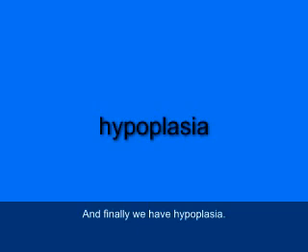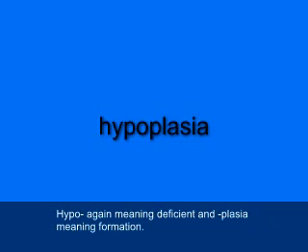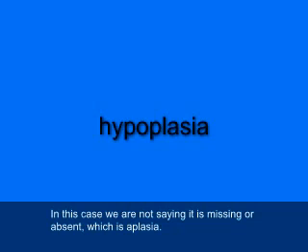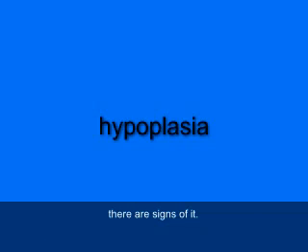And finally we have hypoplasia, and that is the incomplete development of an organ or tissue. Hypo again meaning deficient, plasia meaning formation. And in this case, we're not saying that it's missing or absent, which is aplasia. We're saying that it's there, but it didn't completely develop. Parts of it are missing, but the organ or tissue is there. There are signs of it.